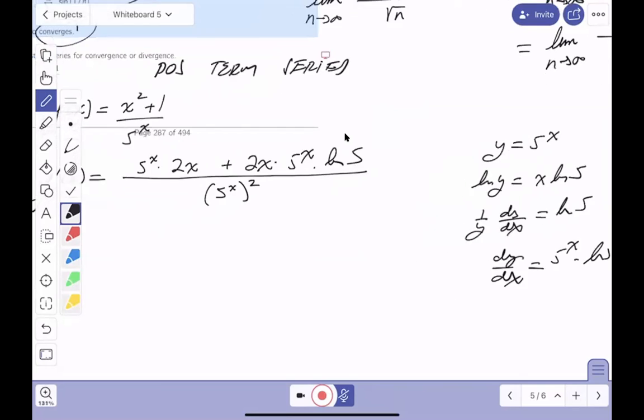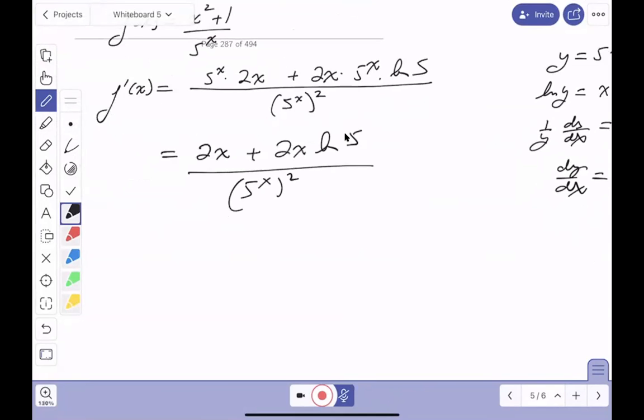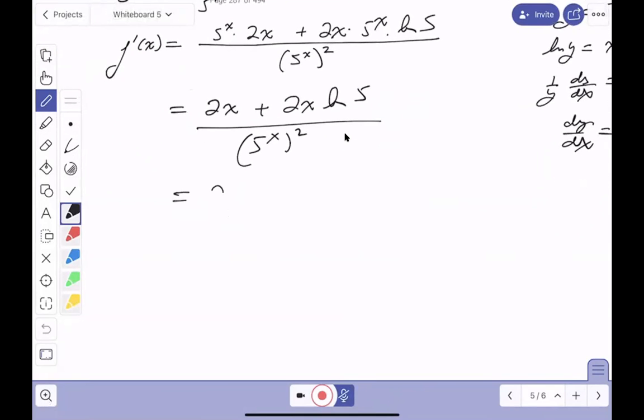It's tough. I'm not saying it's easy for you. I can divide top and bottom by 5 to the x. And what do you get? 2x plus 2x ln 5 over 5x squared. And I'm going to factor 2x out. And what do you get? 1 plus natural log of 5, over 5x squared.